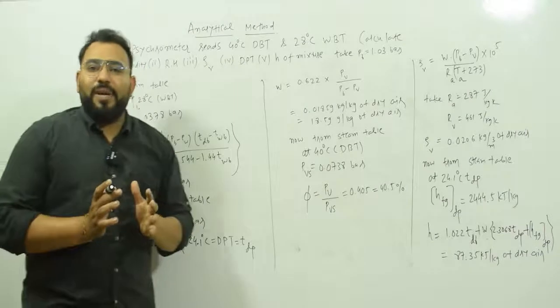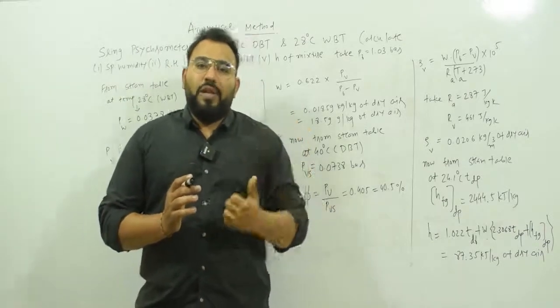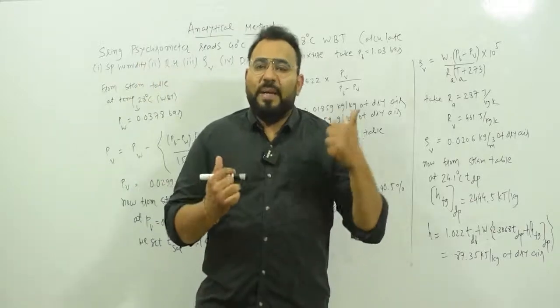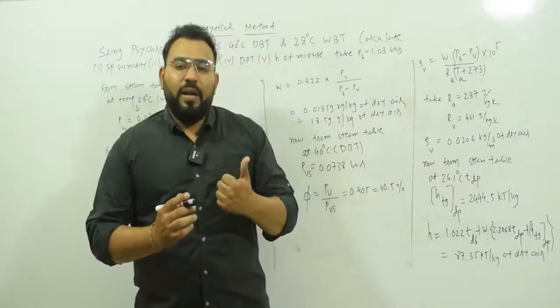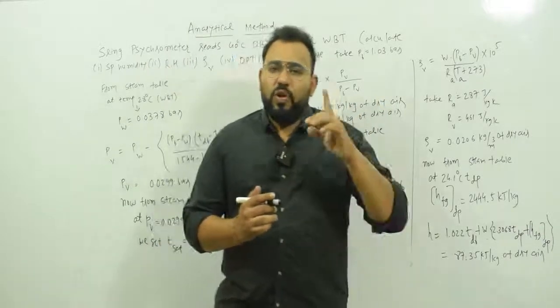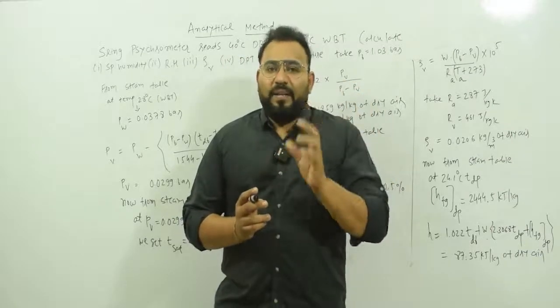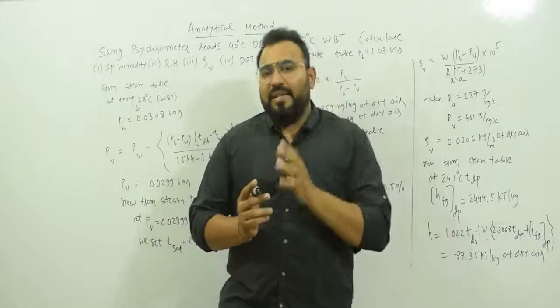Now what is a sling psychrometer? I already told you in the last video. A psychrometer is a device which measures the DBT and WBT temperature. There are two devices, psychrometer and hygrometer. I already told you in part 1 of the properties of moist air that there is one device which measures dry bulb temperature and wet bulb temperature, and that device is the sling psychrometer.